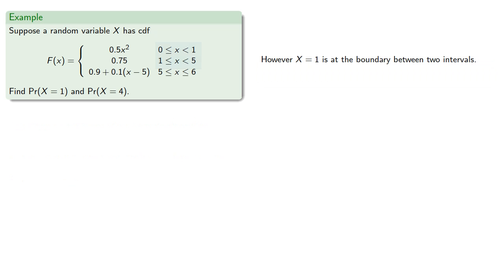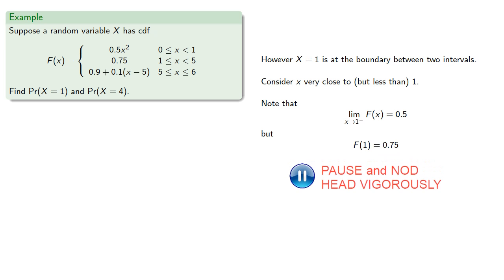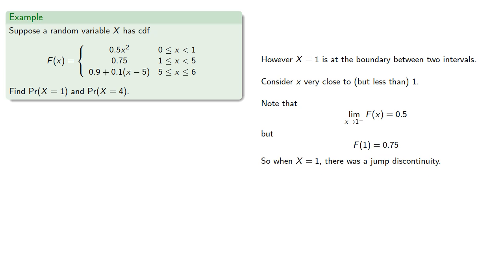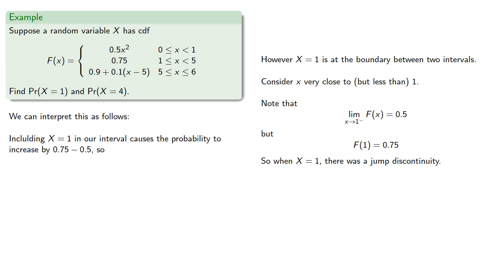However, x equals 1 is at the boundary between two intervals. So consider x very close to but less than 1. Note that the limit as x approaches 1 from below of our CDF is 0.5, but our CDF at 1 is 0.75. So when x equals 1, there's a jump discontinuity. We can interpret this as follows. Including x equals 1 in our interval causes the probability to increase by that jump, and so the probability that x equals 1 is 0.25.